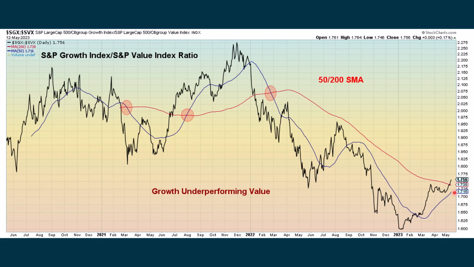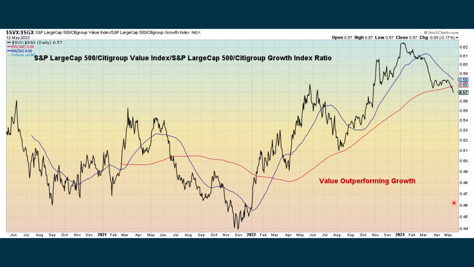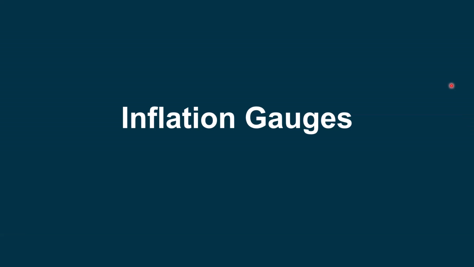Then we also look at a couple of other indexes showing that growth is underperforming value, but it is showing a lot of improvement. And then we look at value against growth, which value is showing a lot of weakness currently, but not enough to generate any crosses.